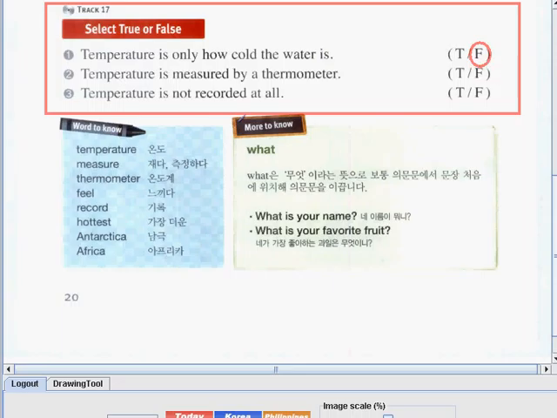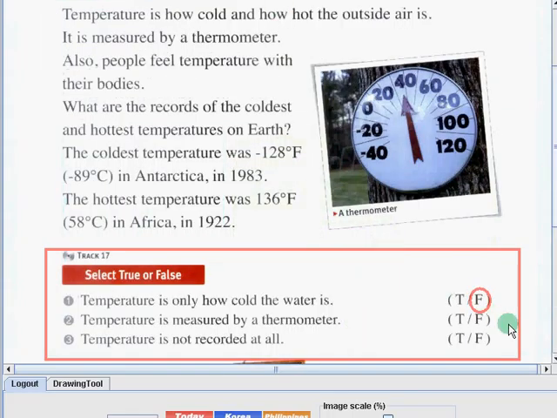Now let's check the passage while our answer here is false. Our answer here is false because temperature is not only how cold the water is, okay? Not only how cold, but also how cold and how hot the outside air and our body, okay, or the environment. So again, number 1 is F or false.